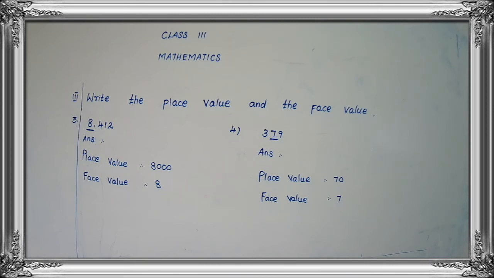W-R-I-T-E, write, T-H-E, the, P-L-A-C-E, place, V-A-L-U-E, value, A-N-D, and, T-H-E, the, F-A-C-E, face, V-A-L-U-E, value. Write the place value and the face value. If you complete the heading, leave one finger space and write the first question.